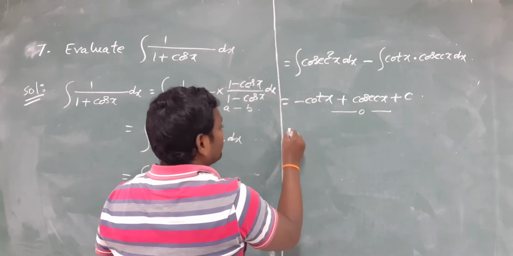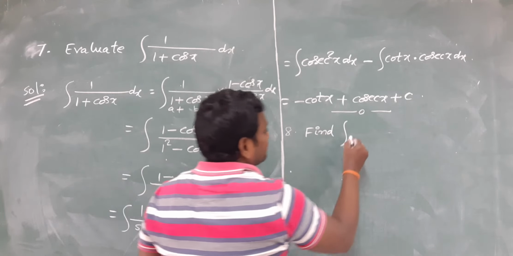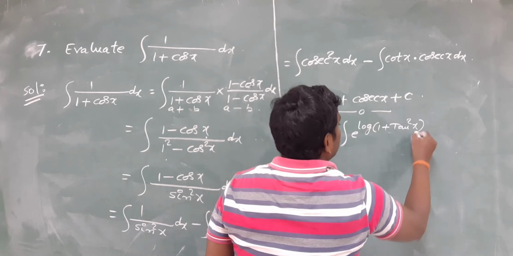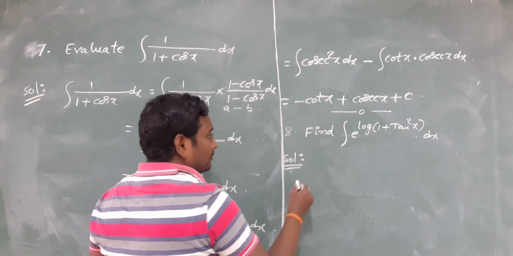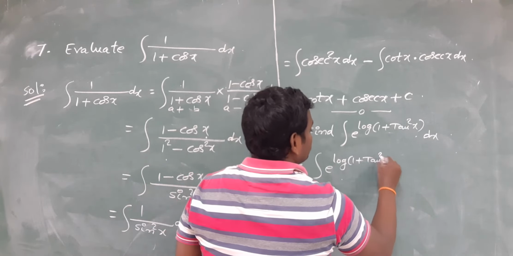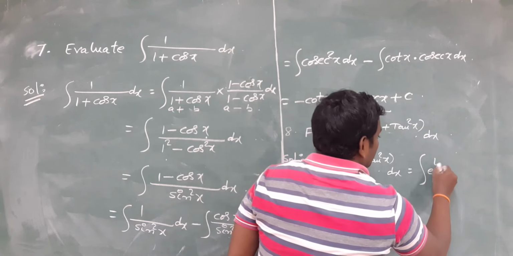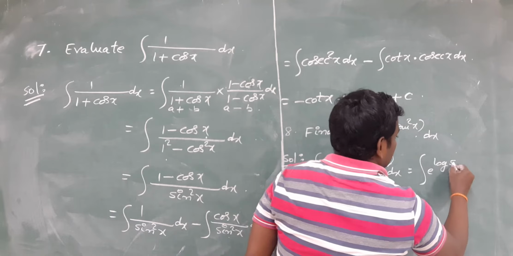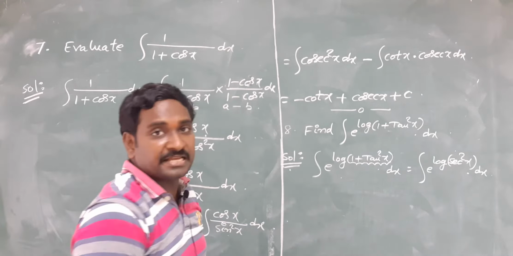See the next problem. Find the integration of e power log of 1 plus tan square x into dx. So consider the given problem, e power log of 1 plus tan square x into dx is equal to e power log of, already we know that 1 plus tan square x is secant square x, so e power log of secant square x.